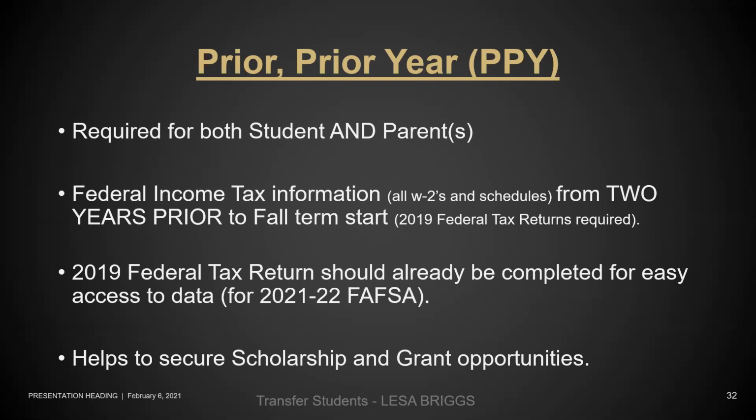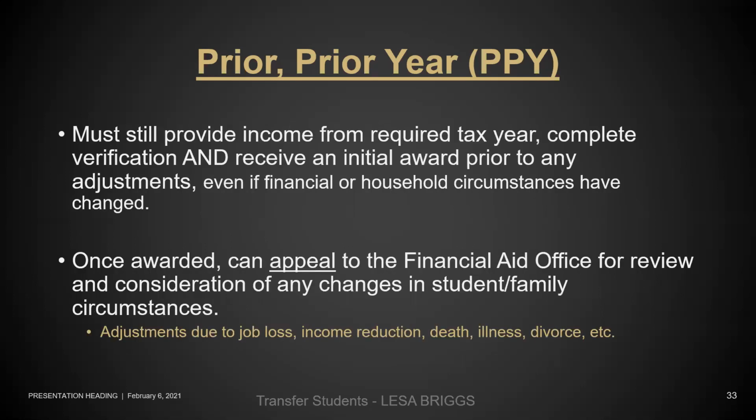So all the tax returns should be done. There should not be any delays in anyone being able to complete their FAFSA, so they won't miss out on scholarship or grant opportunities. So again, we'll need the 2019 tax return. And even if your household or your financial circumstances have changed since 2019, you still have to put that information as required on the FAFSA, complete verification if you've been selected for verification, get your initial official award letter.